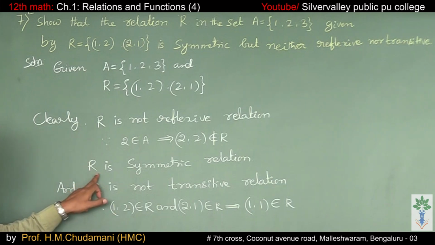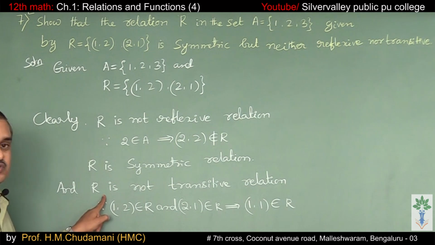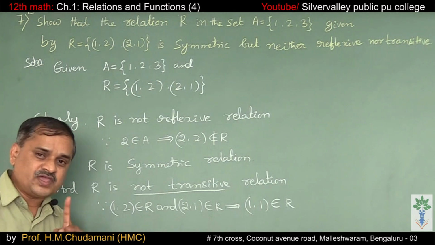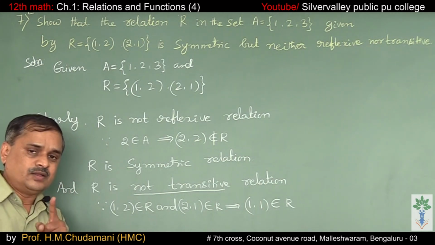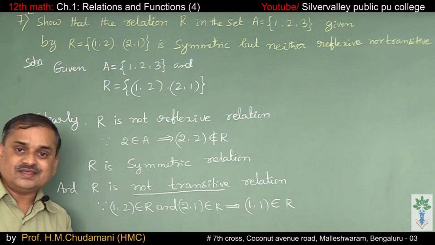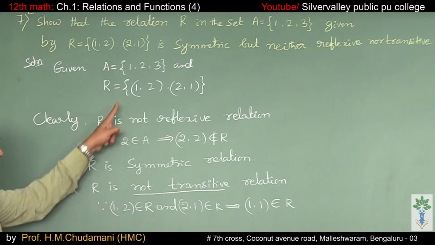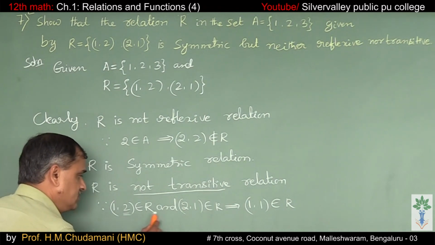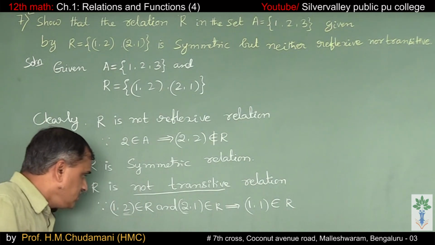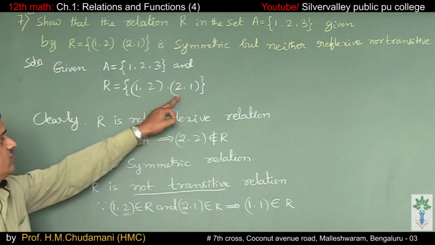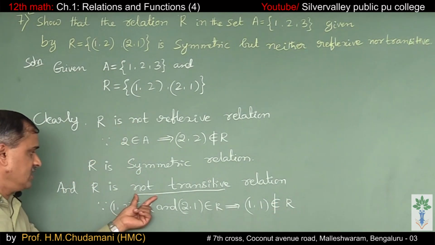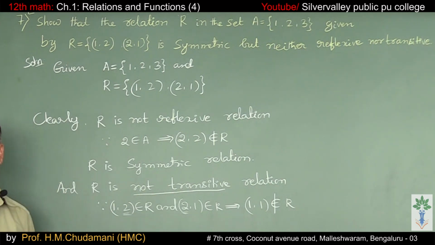Okay, so it is clearly a symmetric relation. Then come to the transitive relation. It is not a transitive relation. Recall the definition. If (a, b) belongs to R and (b, c) belongs to R, then (a, c) belongs to R. Take the example (1, 2) belongs to the relation and (2, 1). This is b, this is also b. So then (1, 1). See, (1, 1) is not in the relation. (1, 1) does not belong to the relation. That's why R is not a transitive relation.